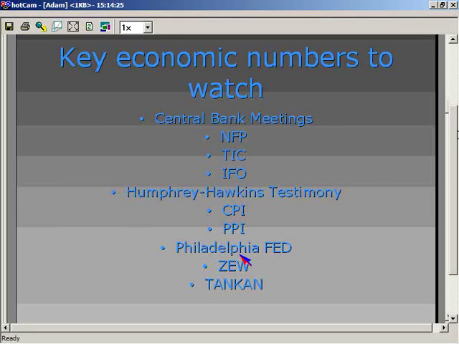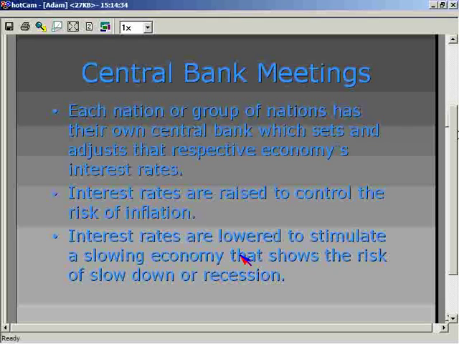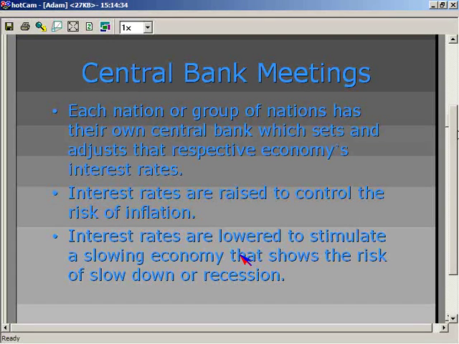Central bank meetings. Each nation or group of nations has their own central bank, which sets and adjusts that respective economy's interest rate. Interest rates are raised to control the risk of inflation. When it costs $10 to buy a loaf of bread, it's too much, and they raise interest rates. Interest rates are lowered to stimulate a slowing economy that shows a risk of a slowdown or recession.